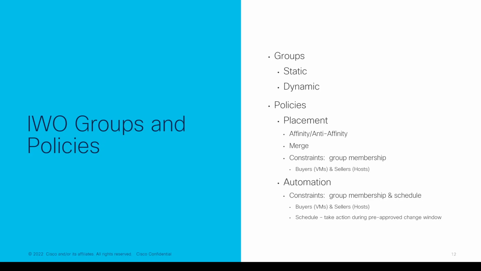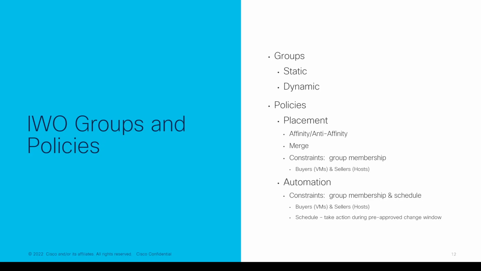Now, policies provide the administrator with control over how and when the Workload Optimizer decision engines execute upon the recommended actions that it provides. So there's a couple different types of policies. There's placement policies and automation policies. Placement policies determine where a resource should run. And to provide some examples of those types of policies, these are things like affinity or anti-affinity policies or merge policies.